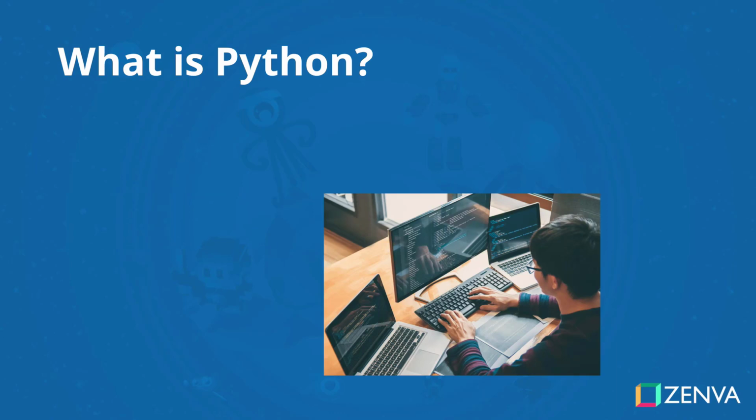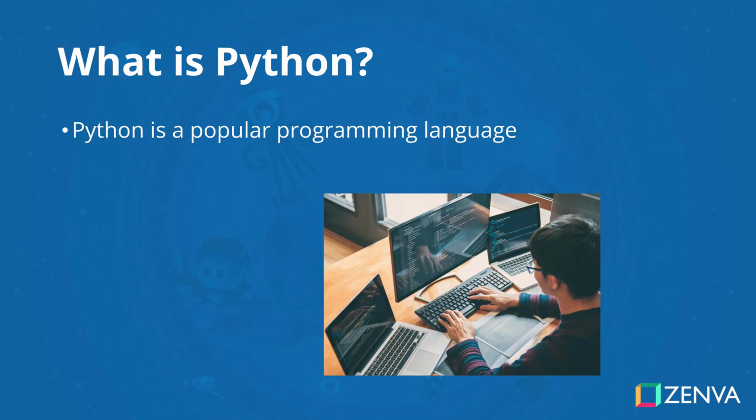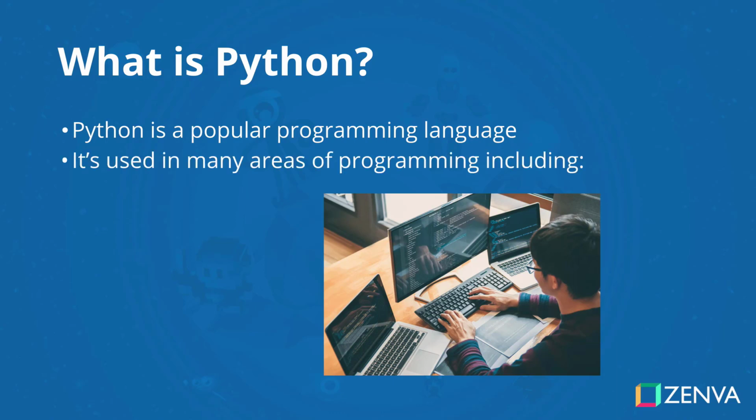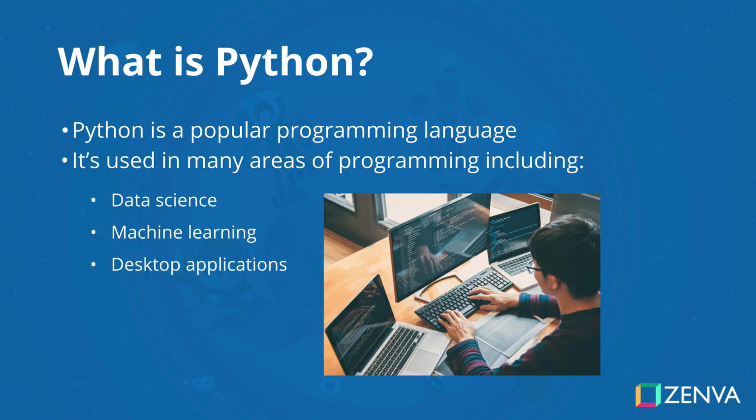So for starters, what is Python? Well, Python, as I just mentioned, is a popular programming language. This means that we use Python to write code that dictates how programs and applications should run. Python's extremely flexible, and this allows it to be used in many areas of programming, including but not limited to data science, machine learning, desktop applications, so these will be programs and apps that run on your computer, web servers, and also game development. Recently, Python has even made its way into mobile programming as well.